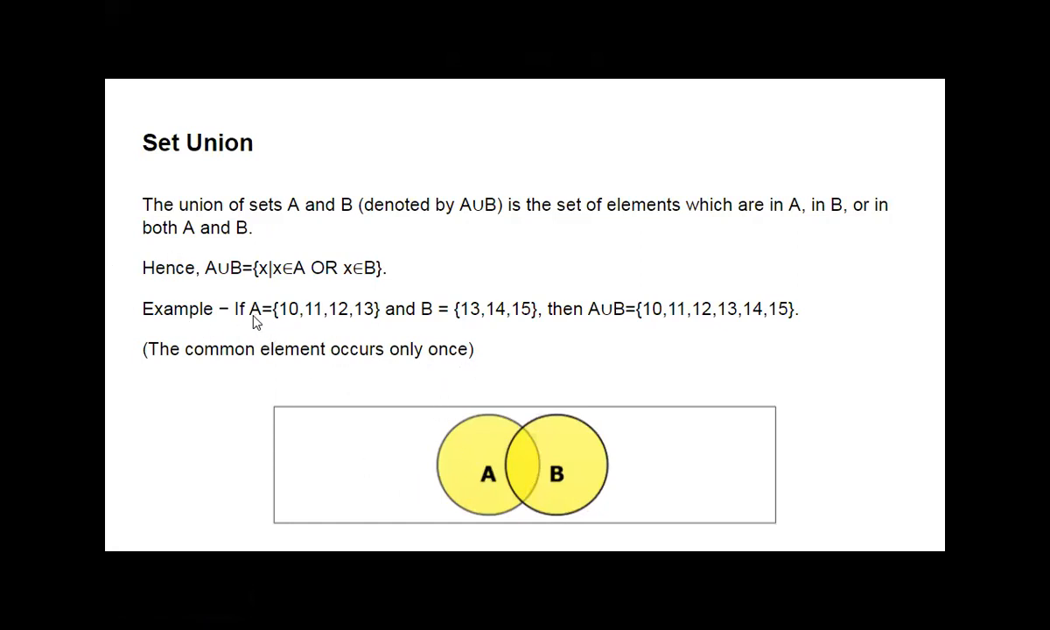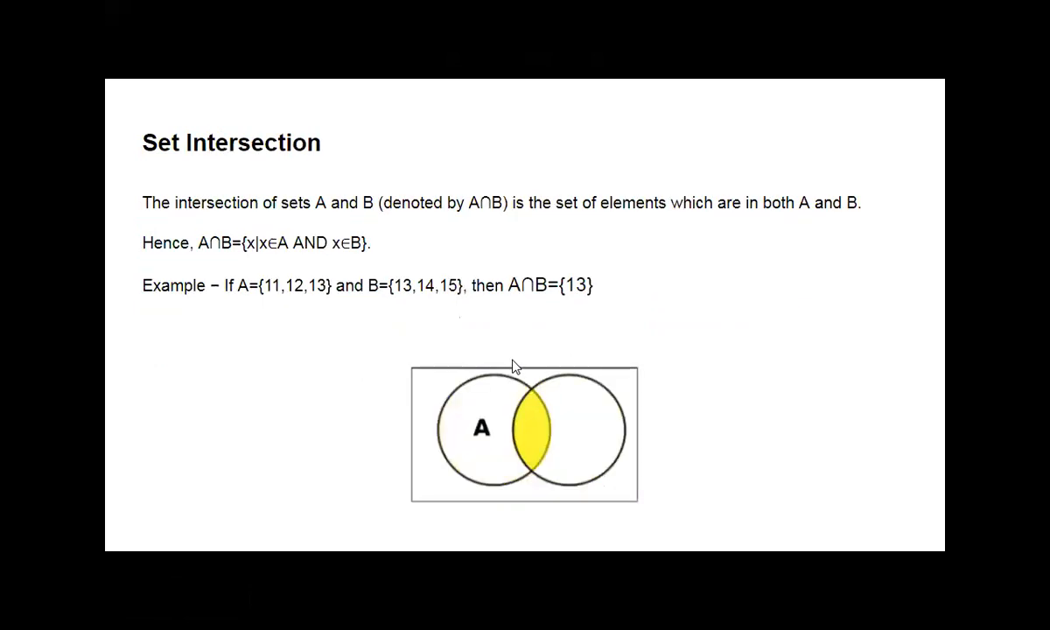We have taken the example here: if A is equal to 10, 11, 12, 13 and B is equal to 13, 14, 15, then A union B will be 10, 11, 12, 13, 14, 15. 10, 11, 12 are the A elements, 14, 15 are the B elements, and 13 is the element in common with sets A and B. So we have taken that common element only once, meaning the common element occurs only once. So it is the union operation of two sets.